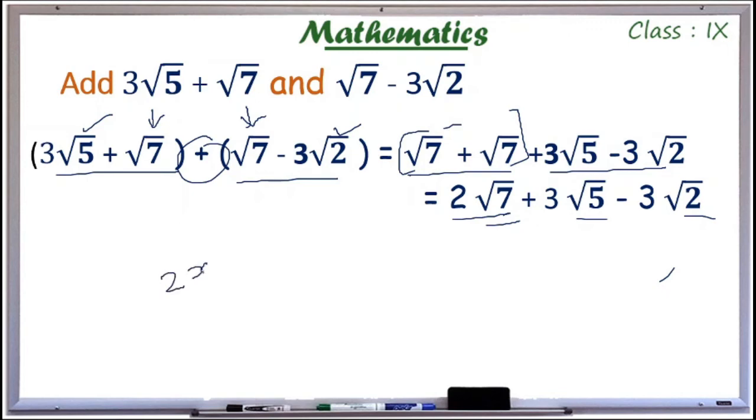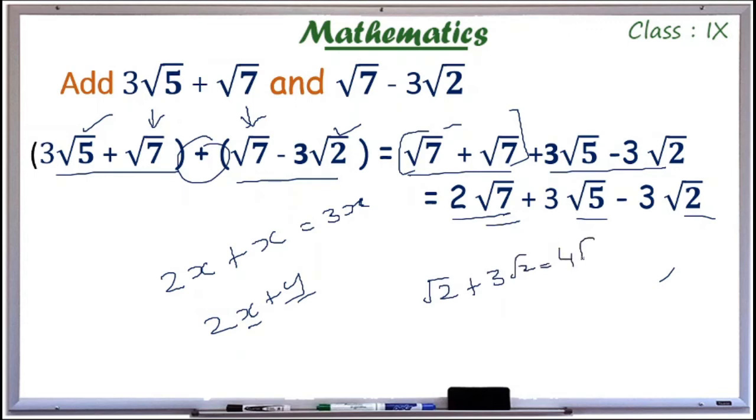Suppose 2x plus x I can add. We can write it as 3x. But I cannot add 2x plus y. X and y are entirely different. In the case, root 2 plus 3 root 2 is equal to 4 root 2. But I cannot add root 2 plus 3 root 5 because root 5 and root 2 are entirely different. If it comes same, I can add 3 plus 1 is equal to 4.